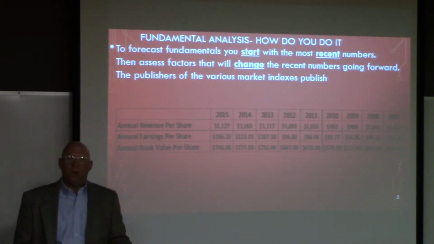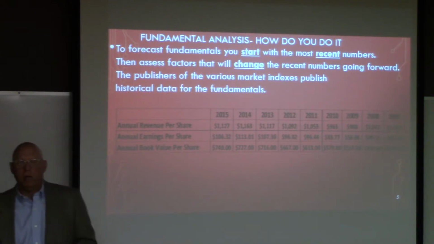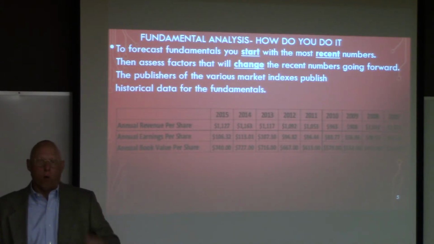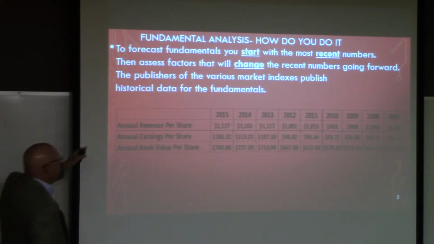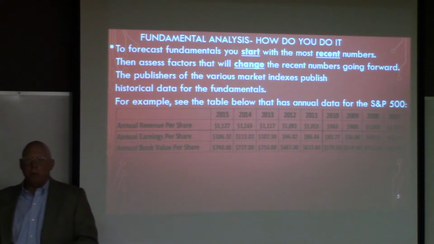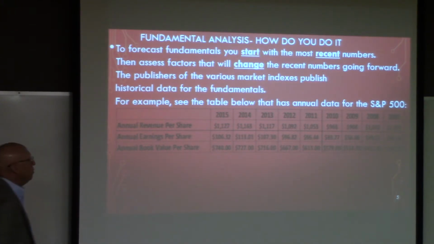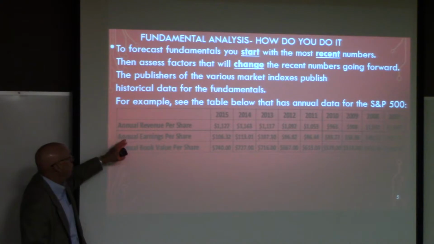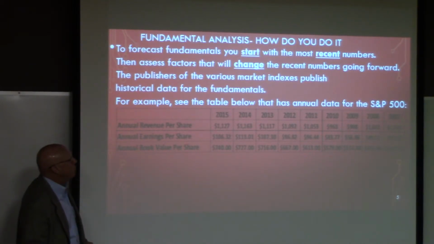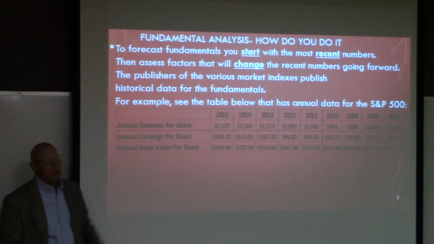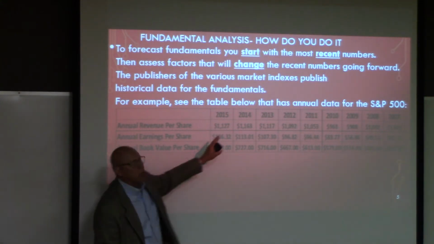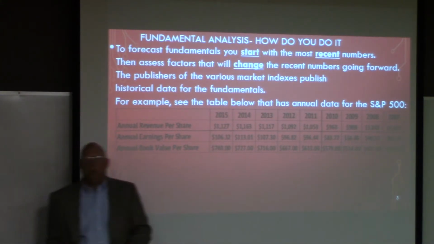The publishers of various market indexes do publish historical data for the fundamentals. We can find the data for what we have here: revenue, earnings, book value. For example, see the table below that has annual data for the S&P 500. So here we go. Revenues, earnings, and book value for the S&P 500, going back several years. So the question is, what will 2016 look like? What will 2017 look like?